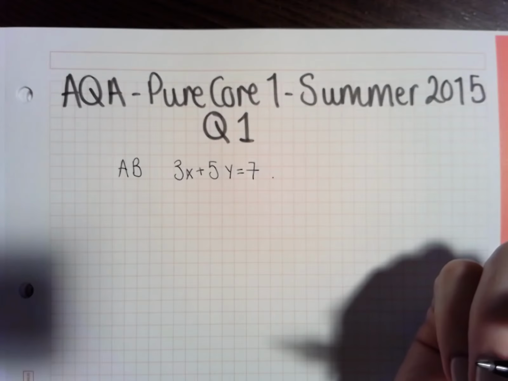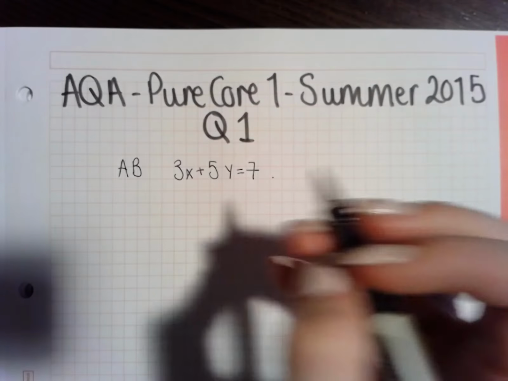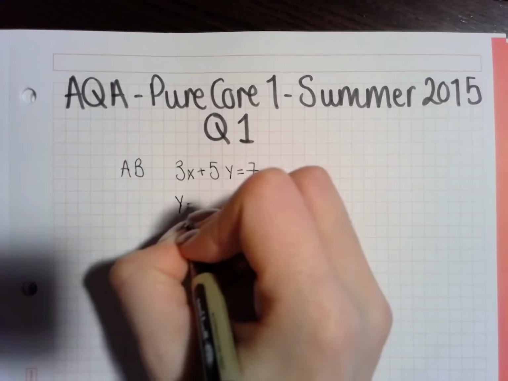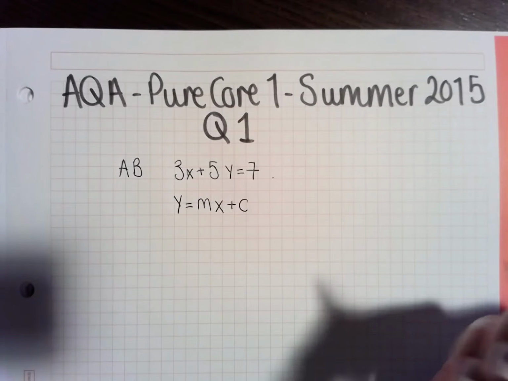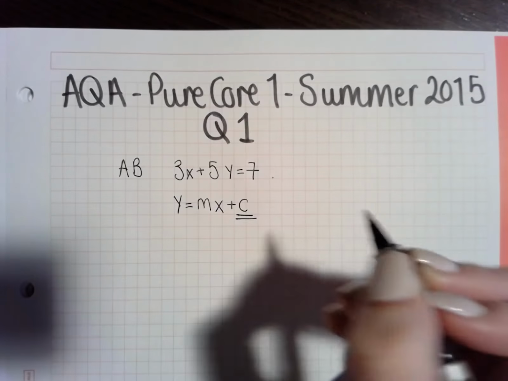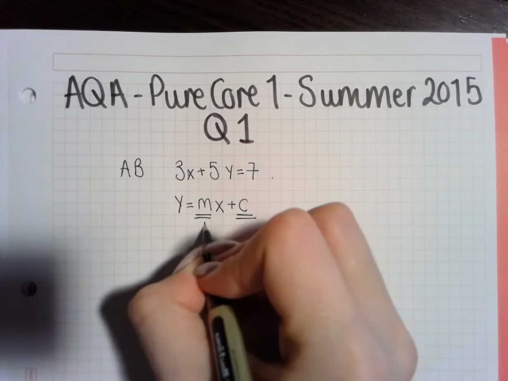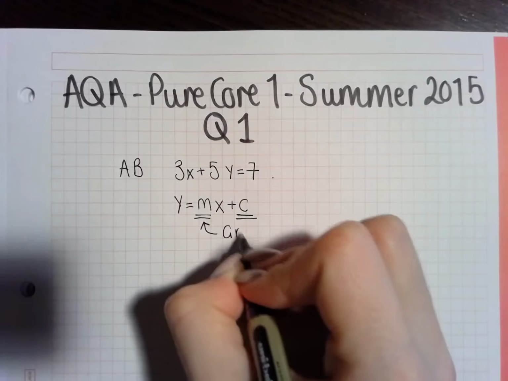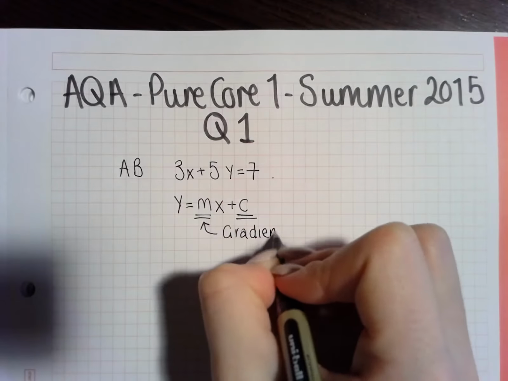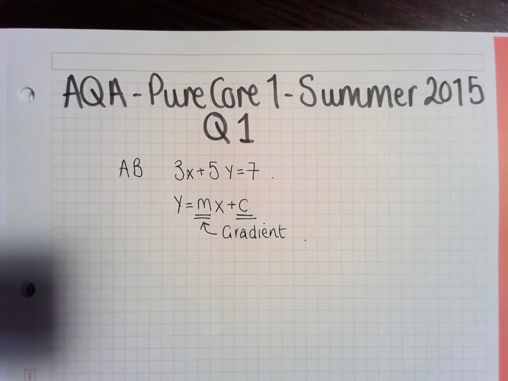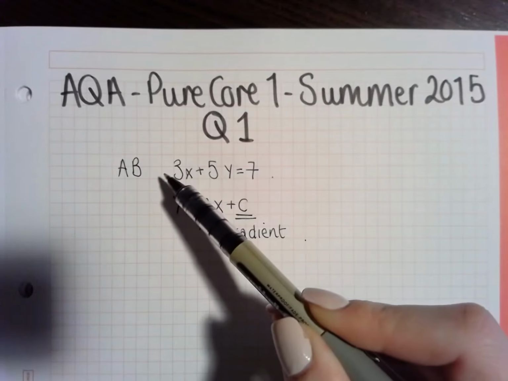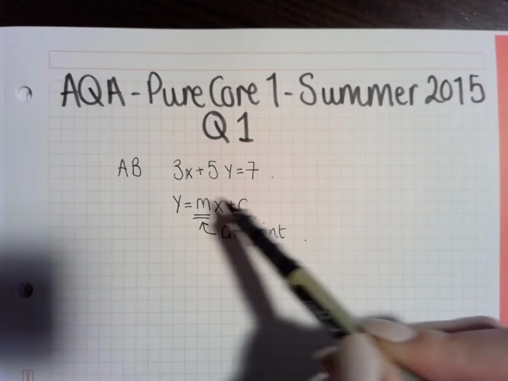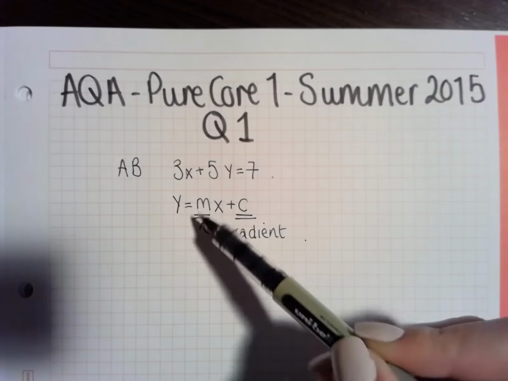So we know that the general equation of a straight line is y equals mx plus c. We know that c is a constant, and we know that m is the gradient. So, if we arrange this straight line equation to look like the general straight line equation, we should be able to identify our gradients.